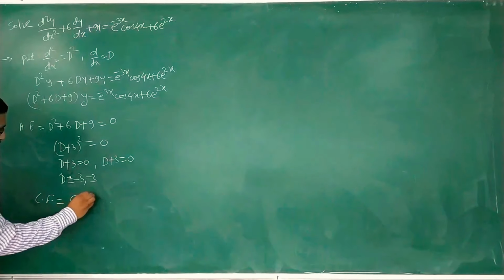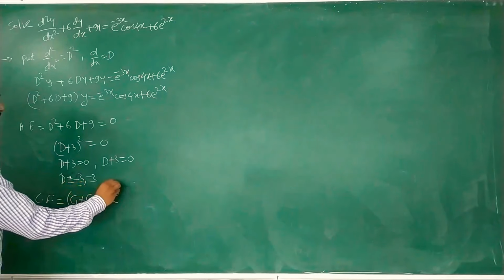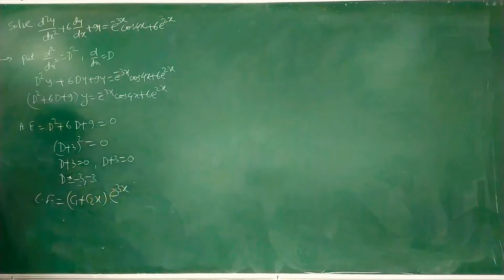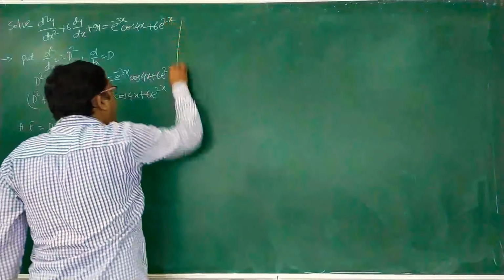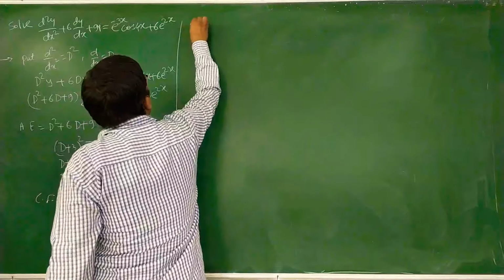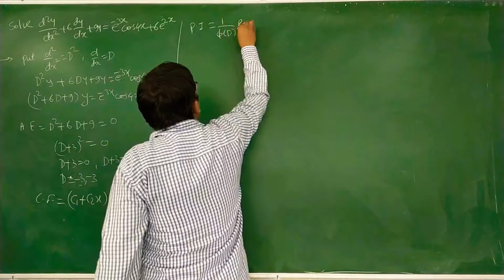So the value of CF is (C1 + C2x) e^(m1 x). The value of m1 is -3, so e^(-3x). This is our CF. Then PI is equal to 1 upon phi of D into f of x.